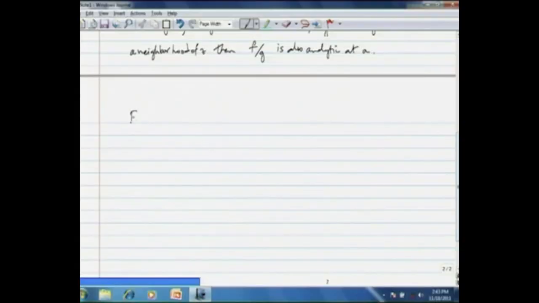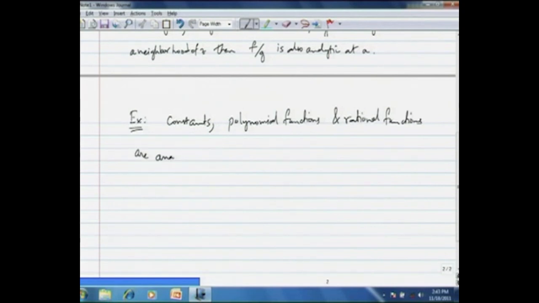So, what are some examples? We already know many examples of analytic functions. The three classes of functions we saw very early on, the constants, polynomial functions, and rational functions, are analytic at every point in their domain. So already we have a large class of functions which we know are analytic.